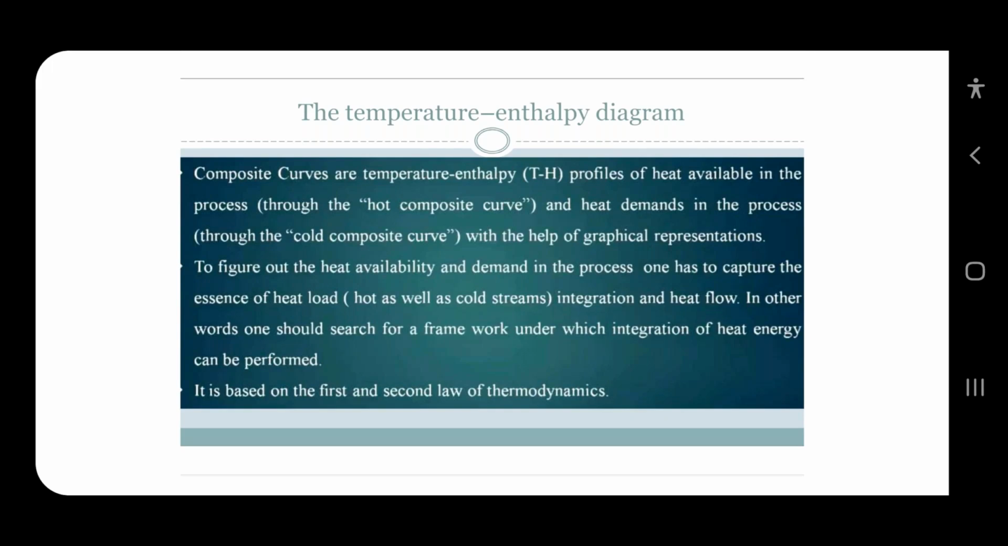Composite curves are temperature-enthalpy profiles of the heat available in the process, through the hot composite curve, and the heat demands in the process, through the cold composite curve, with the help of graphical representation. Here the graphical representation indicates there are two composite curves: first is the hot composite curve, second is the cold composite curve. So how much heat is required for the particular system, or how much integration is possible, or how much energy you can save, you will get by use of this TH curve.